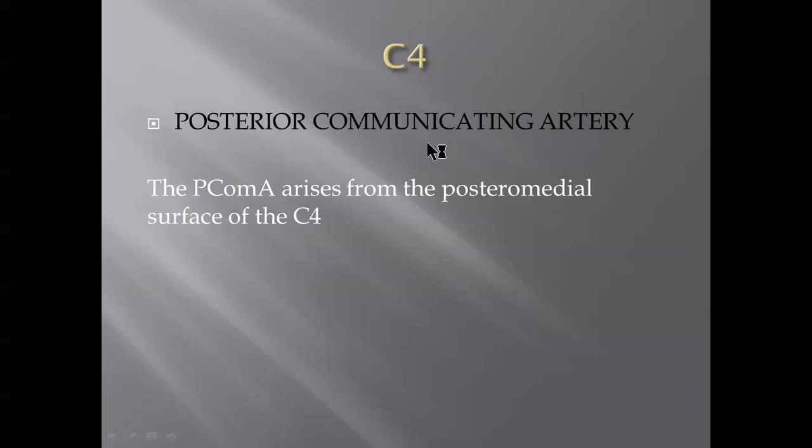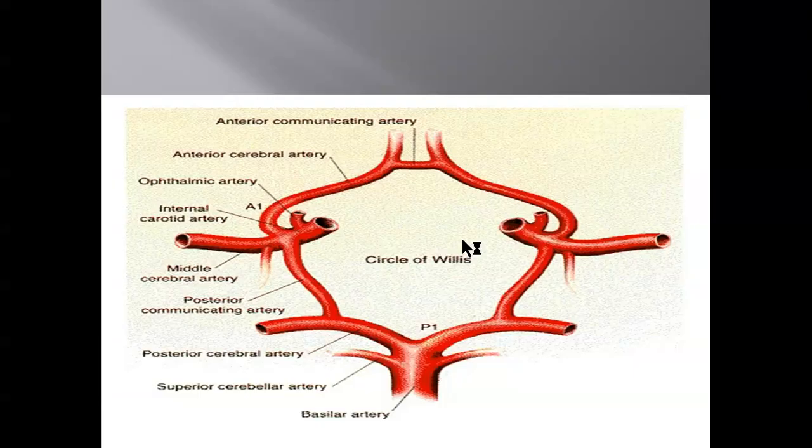Then we have the second segment, which is the communicating segment, comprising the posterior communicating artery. Now, the posterior communicating artery arises from the posterior medial surface of the C4. Here we can see the internal carotid artery, with the posterior communicating artery coming from the posterior medial aspect of the internal carotid artery.